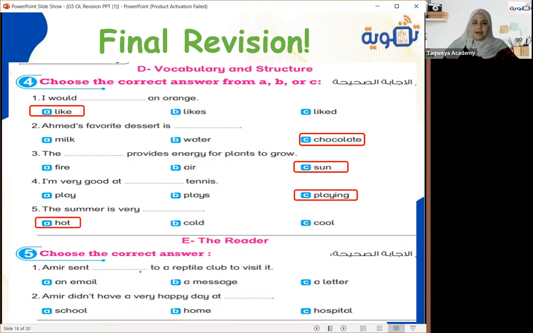Question 5 about the story. Amir sent an email. When Daddy advised Amir to go to the reptile club, he sent an email to the reptile club to visit it. 2, Amir didn't have a very happy day at school. He was sad at school because his friends laughed at his lizard, Lizzie, when he showed them the picture. So we need to remember the story very well.